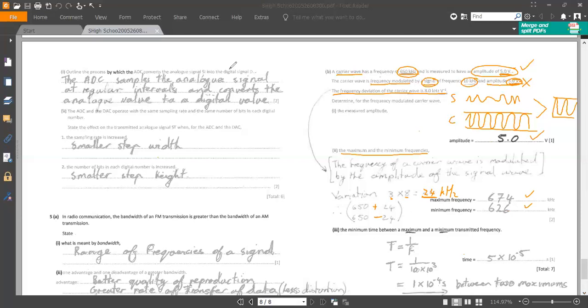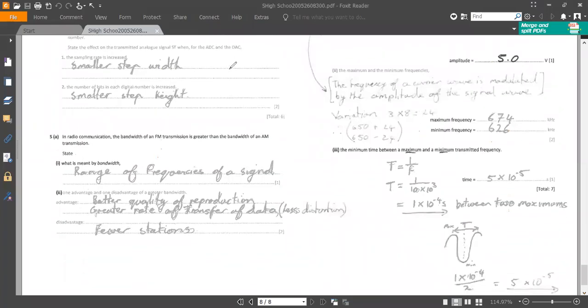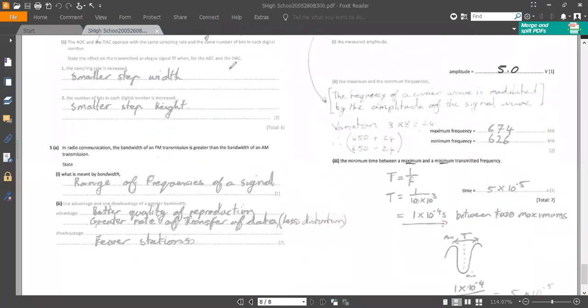Okay. The minimum time between a maximum and a minimum frequency. I need to erase this to go down now. This is also not as nice, but we'll get a better way to talk you through all of this. So let's quickly have a look at what they mean in this question. They say the minimum time between the maximum and minimum transmitted frequency. Okay, so we have our frequency. What frequency is it? Well, it's the frequency of my signal. It's the 10 kilohertz.